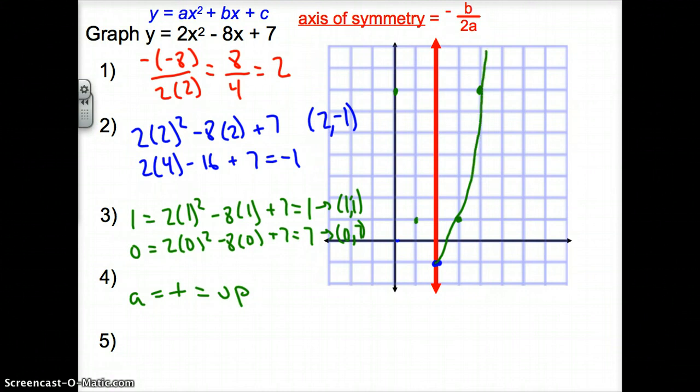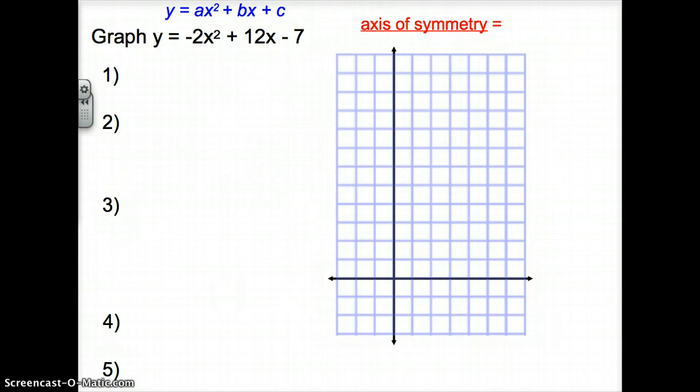And again, your drawing skills are still probably better than mine. And remember, we are still drawing a parabola, and it should be a U-shape at the bottom. It is a U-shaped graph. Your graph will look more like a U than mine will. Next one, let's try another one.